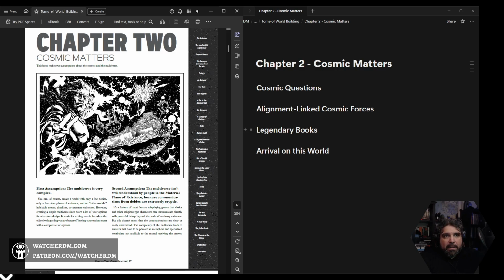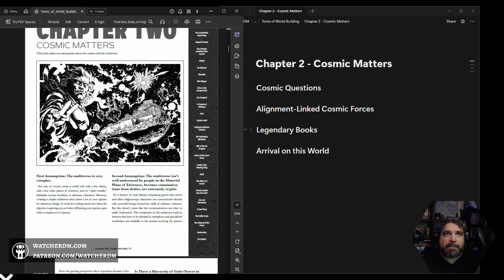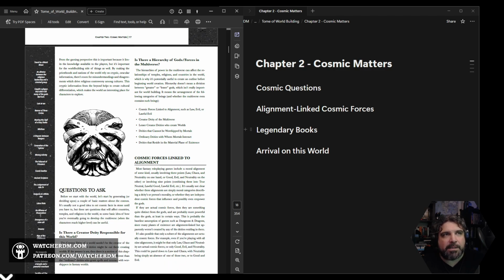Second assumption: the multiverse isn't well understood by people in the material plane of existence because communications from deities are extremely cryptic. So it's a feature of most fantasy role-playing games that clerics and other religious-type characters can communicate directly with powerful beings beyond the walls of ordinary existence. But this doesn't mean that communications are clear or easily understood. The complexity of the multiverse leads to answers that have to be phrased in metaphors and specialized vocabulary not available to the mortal receiving the answer. So that's interesting. That's kind of what I said, but yeah, it's interesting.